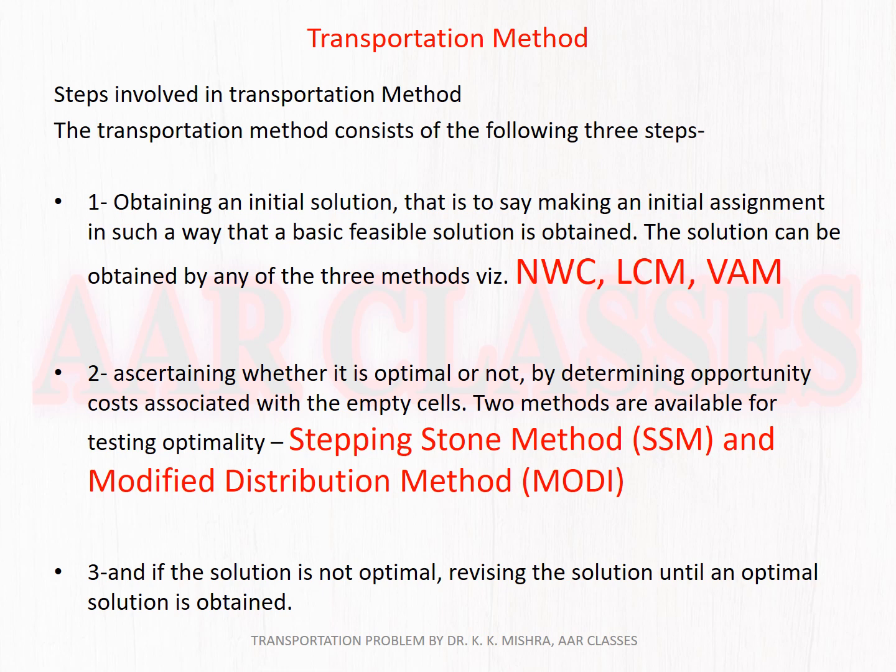As far as optimality testing techniques are concerned, one should go for only the modified distribution method, because the stepping stone method at times becomes very tricky, since in every case we require looping, we need to form a loop for every empty cell in order to calculate the opportunity cost. So at times it may become cumbersome. That does not mean that it is not applicable. Yes, it may be applicable, but here it is advised that one should go for the VAM and MODI combination.